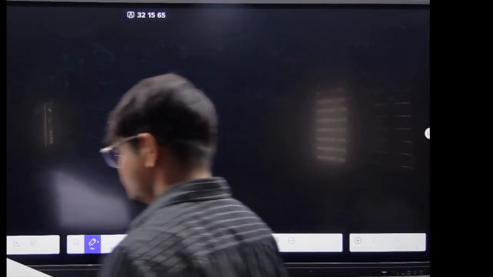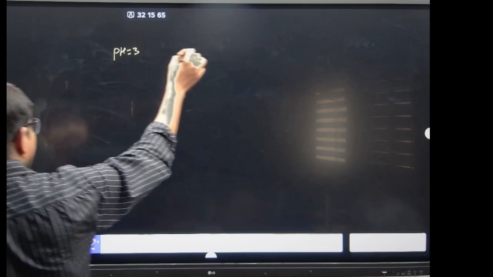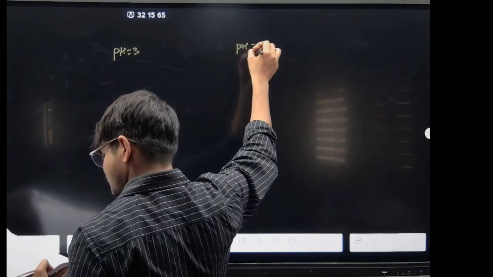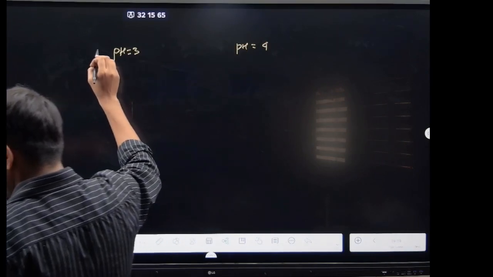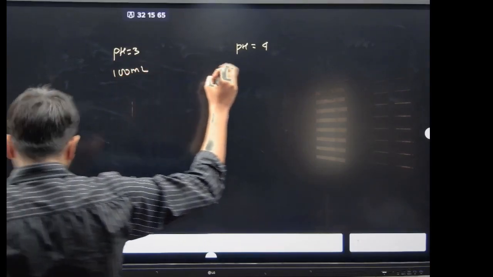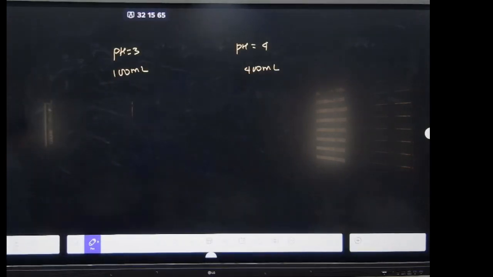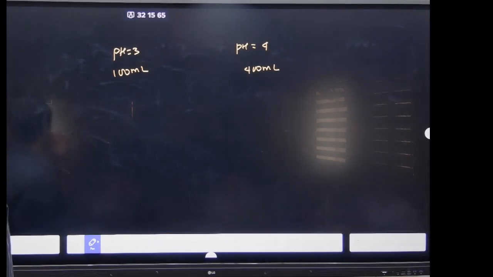Which question? Question number 8, 9. So see, pH is equal to 3 and the other pH is equal to 4. This one is 100 ml, this is 400 ml. Clear? They are asking the pH of the resulting solution. How to find the pH of the resulting solution?